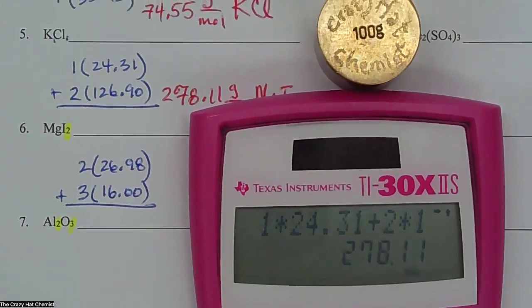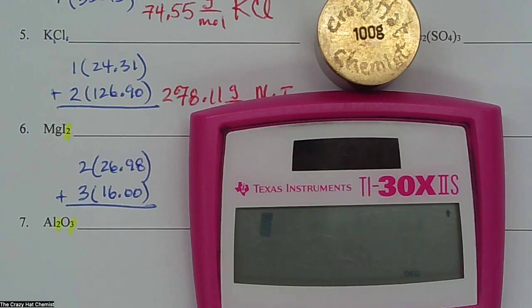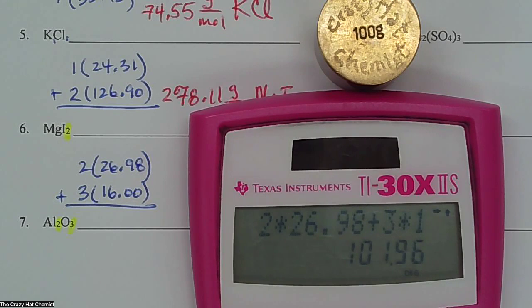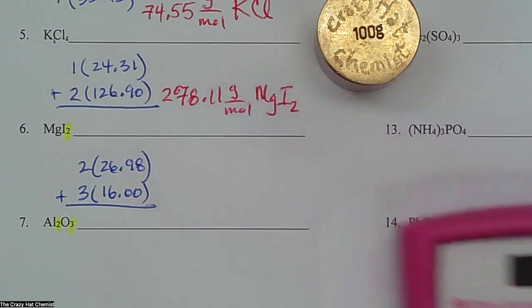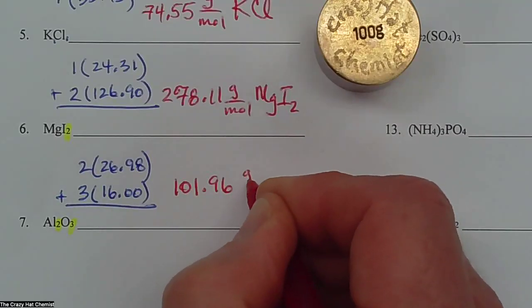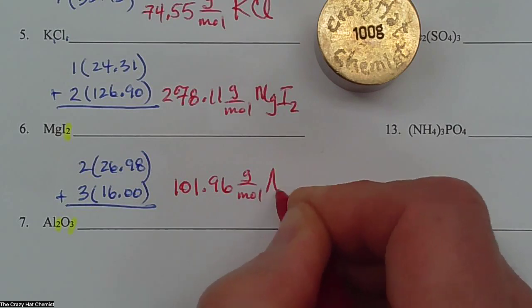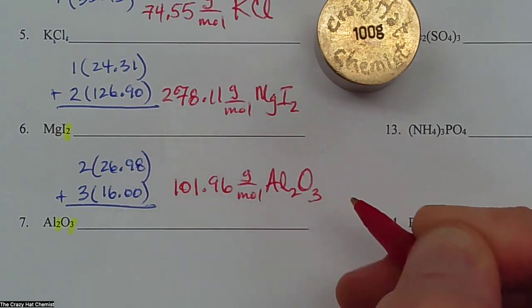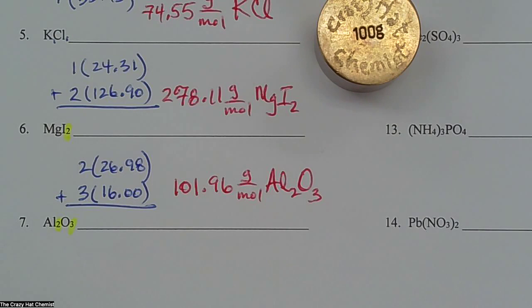And then we're going to add these up after we type this into our calculator. So let's get this in our calculator. We have 2 times 26.98 plus 3 times 16.00. That will equal 101.96 grams per mole of aluminum oxide. All right, fantastic. Okay, we are halfway done. We have just finished problem number 7. Okay, and we are going to move on to problem number 8.